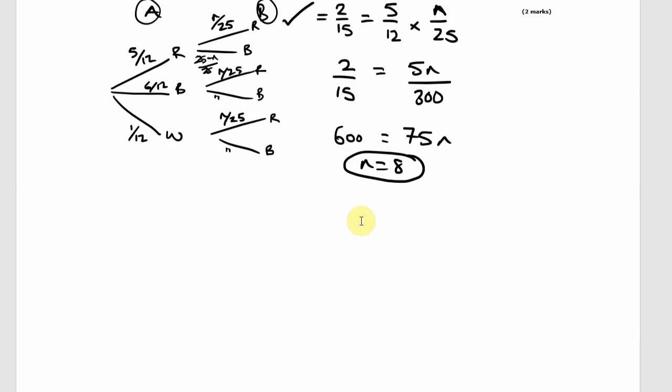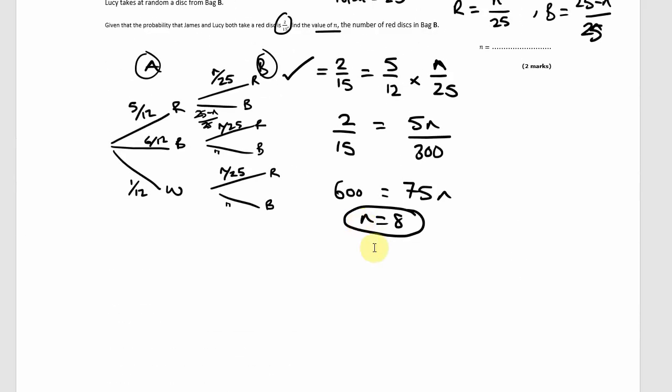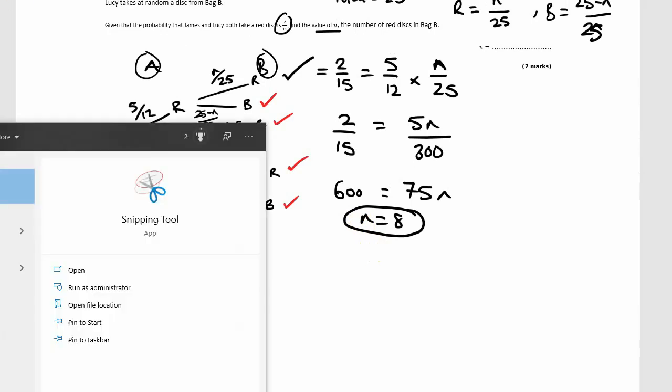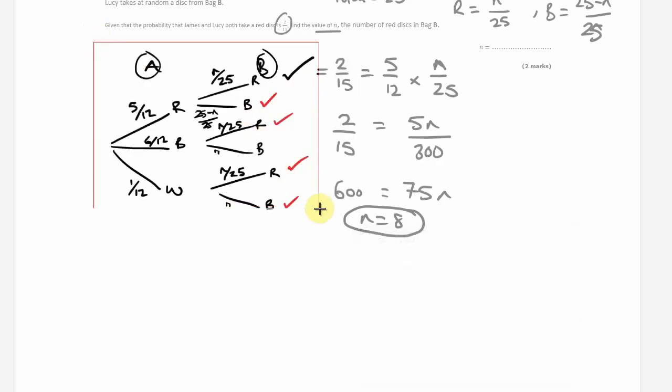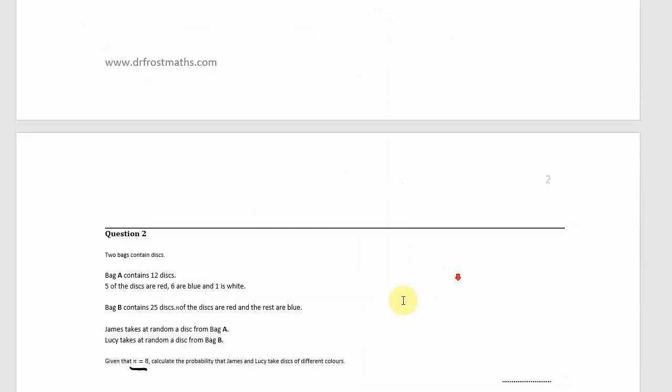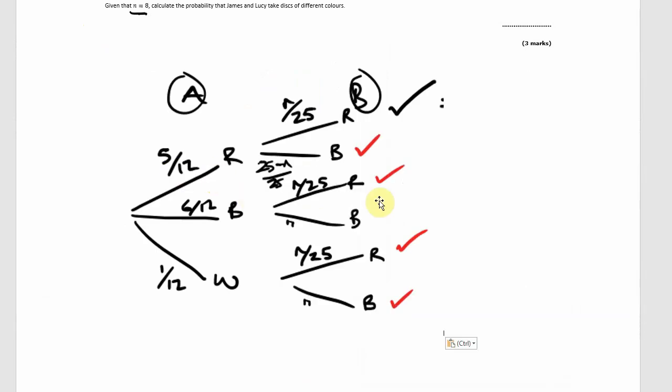I'm actually going to go up here again and go into a red. So different colours. That's either going to be red, blue, or blue, red, or white, red, and white, blue. So we've got these 4 to calculate. If I actually capture this and pull it down to here, I can have it nice and big.